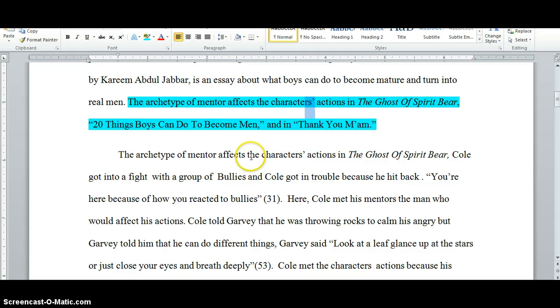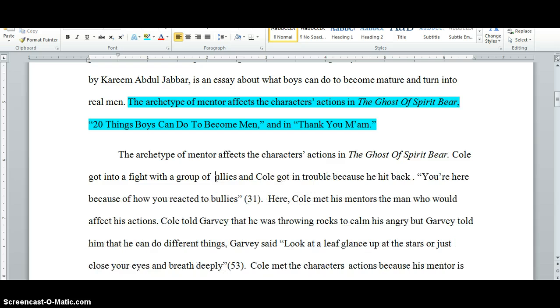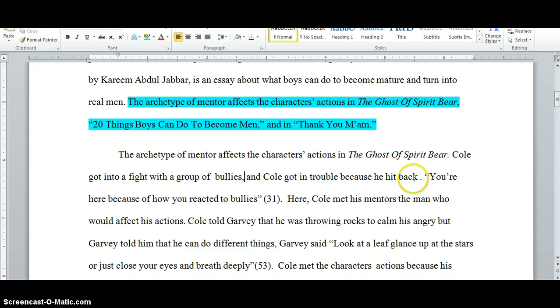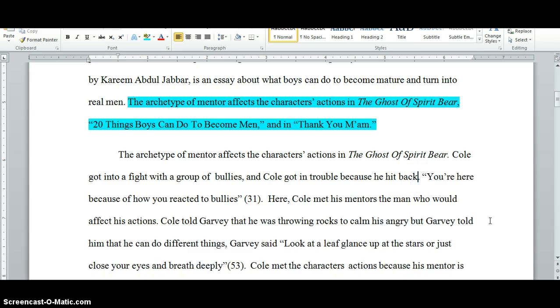Ooh, blinking. Okay. "Affects the character's actions in The Ghost of Spirit Bear." How about if we have a period here? "Cole got into a fight," no extra space, "with a group of bullies," also not a capital, comma, "and Cole got in trouble because he hit back." Again, no extra space there. There you go. "You're here because of how you reacted to bullies. Here, Cole," oh nice, "Cole met his mentors." His mentor or mentors? "The man who would affect his actions." Cool.